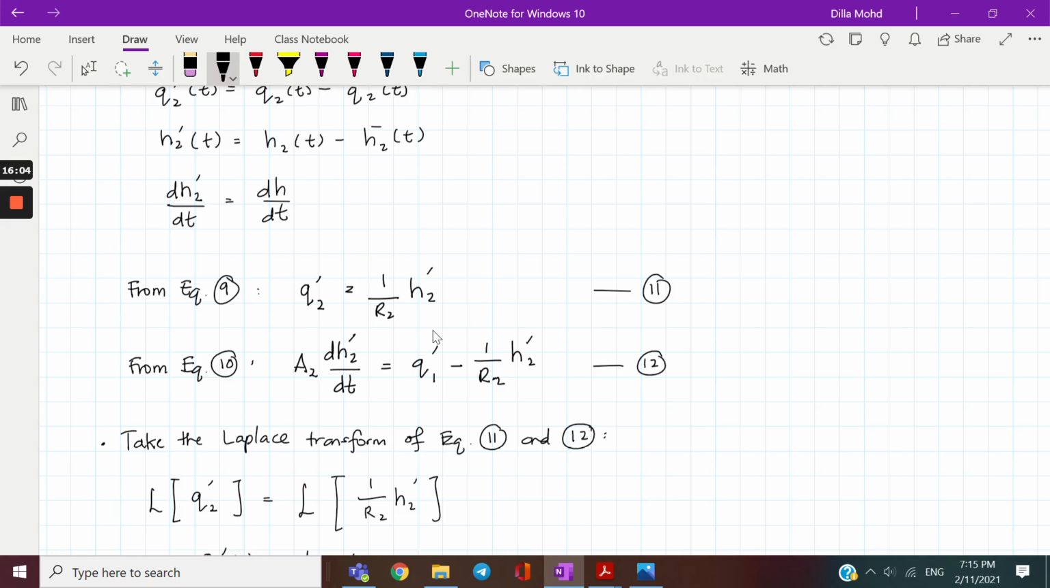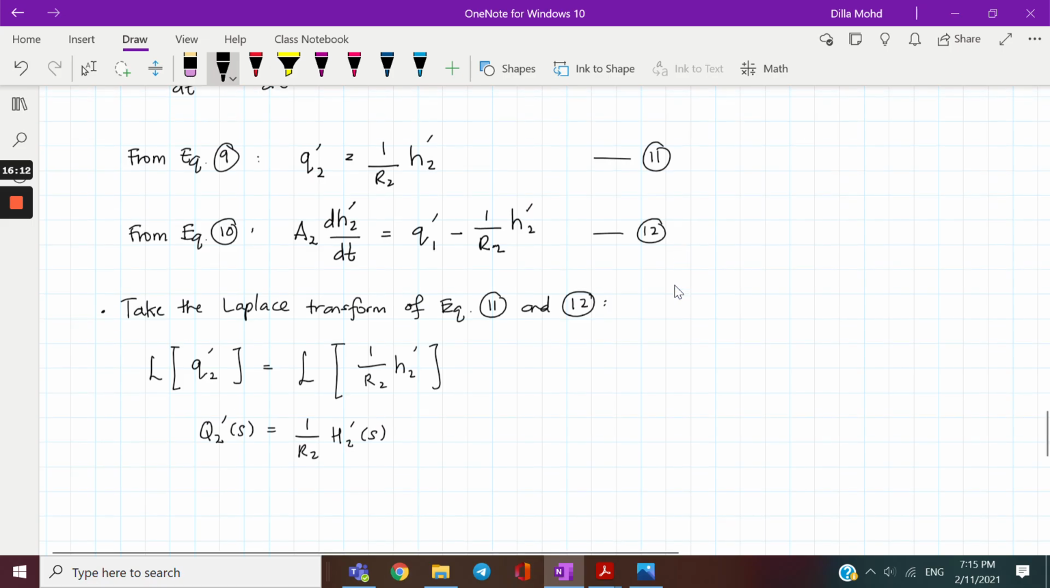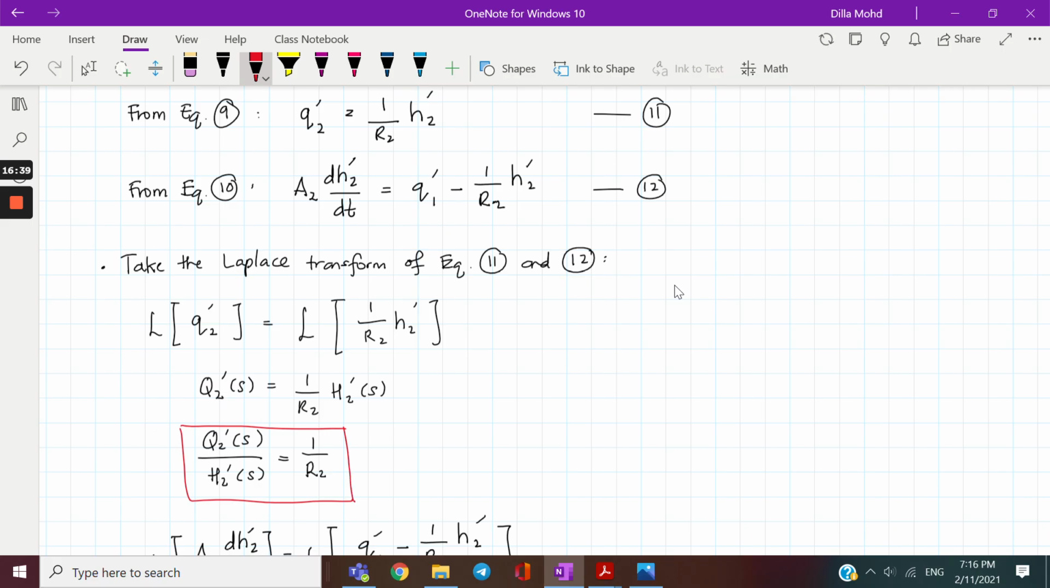And the next thing you do is you take the Laplace transform of equation 11 and equation 12. So for equation 11, when you take the Laplace transform, this is what you have: Q2 prime S equals 1 over R2 H2 prime S. So you need to rearrange this so that you have your transfer function Q2 over H2 prime S, and this is equal to 1 over R2. So this is another transfer function that you have. Okay, so let's say this is equation number 13.